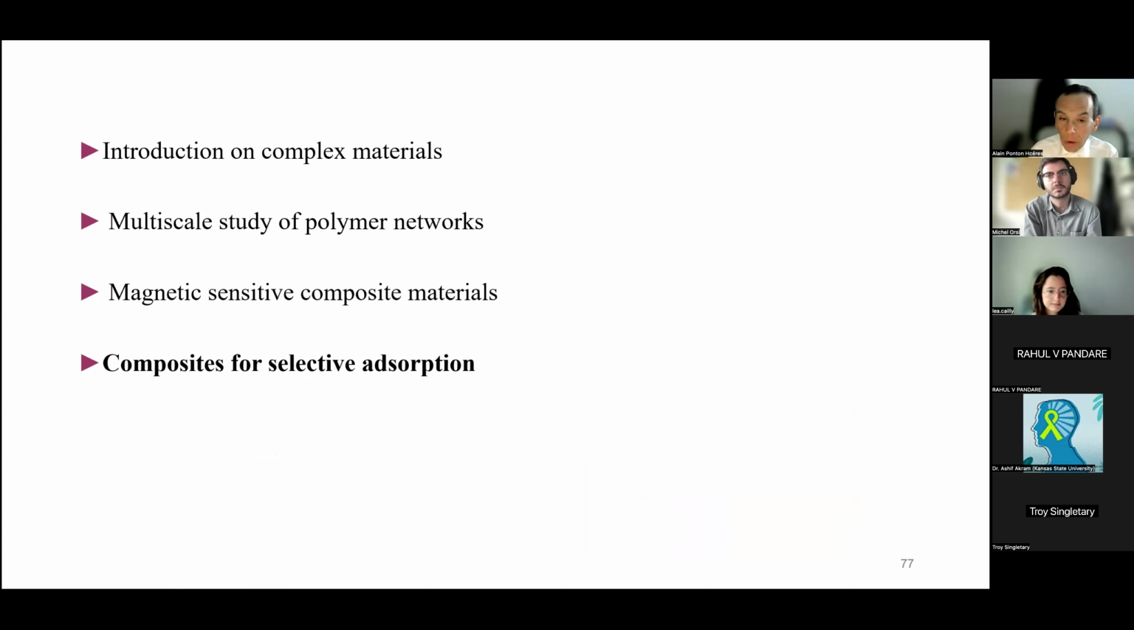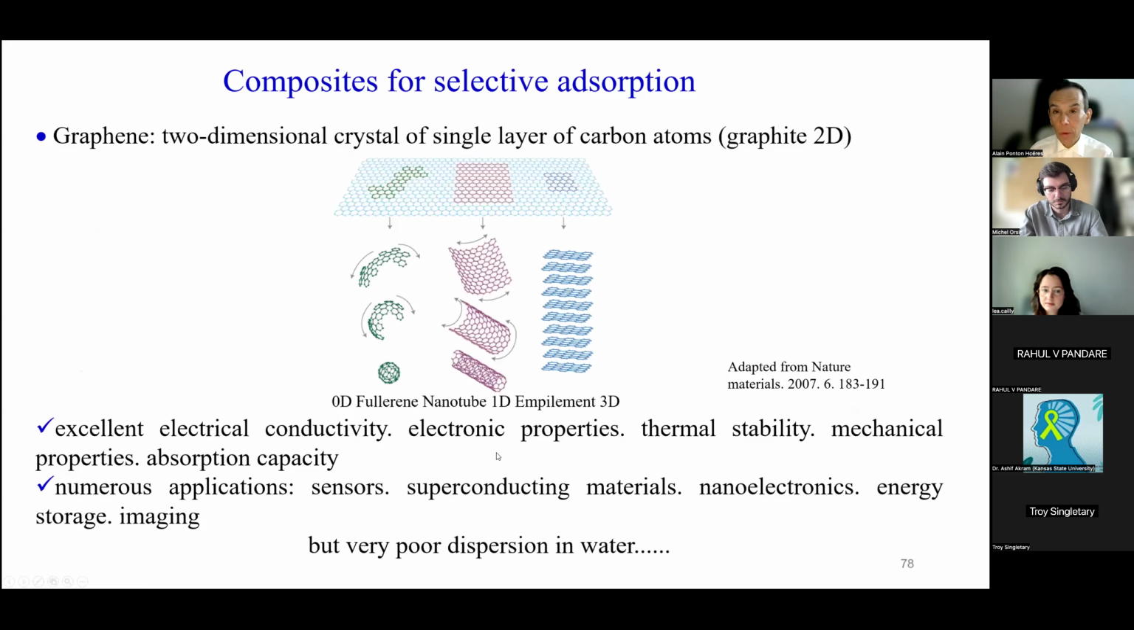And now I will move to my last part of the talk. The second example of composite materials is composites for selective adsorption. So in this case, we elaborate the composite with fillers derived from graphene. Graphene is a two-dimensional crystal of a single layer of carbon atoms.